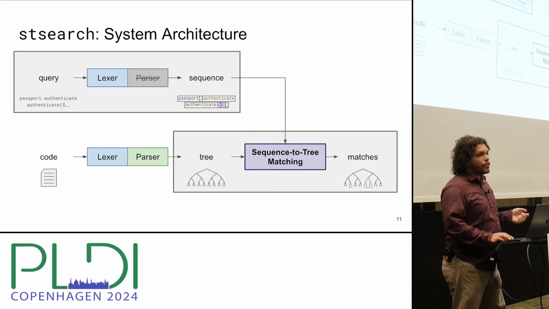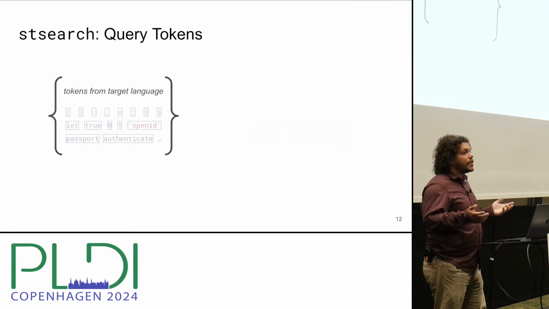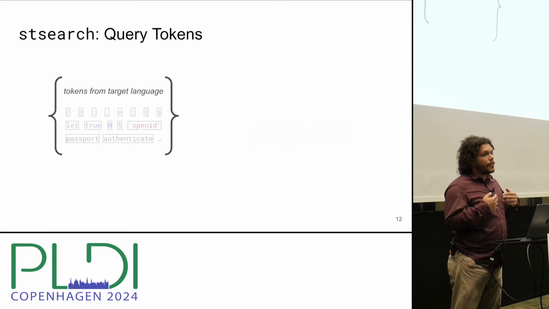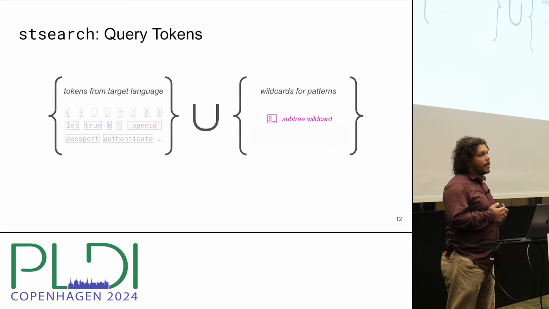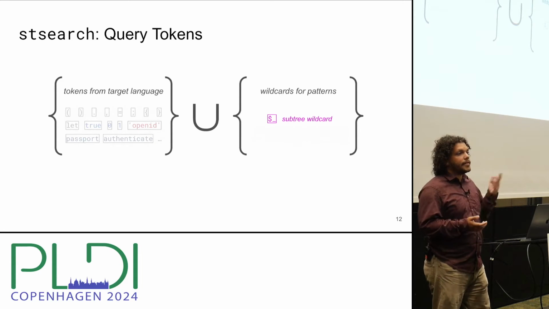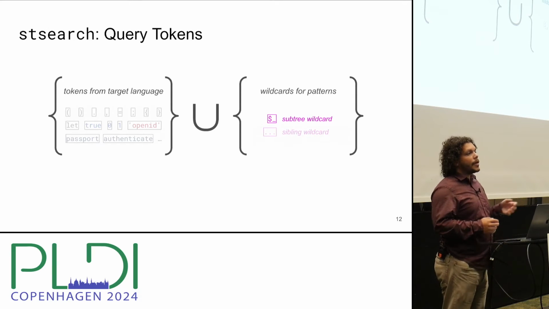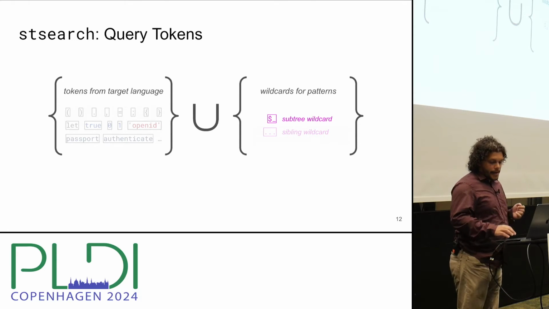First, let me take a detour to talk more about what the query language is going to look like. Our query language is going to be just a sequence of query tokens. In particular, we're going to have a bunch of concrete tokens coming from the language that we're going to search over, but we're going to extend this with some wildcards to be able to express the patterns that existing tools are able to express. In particular, I'm going to talk about the subtree wildcard, but in the paper, I also developed this other idea for a sibling wildcard that you should go check out.